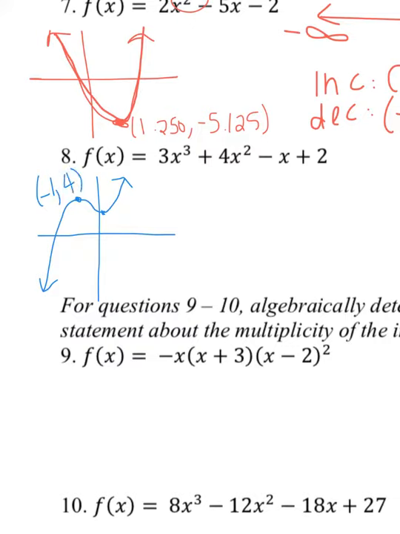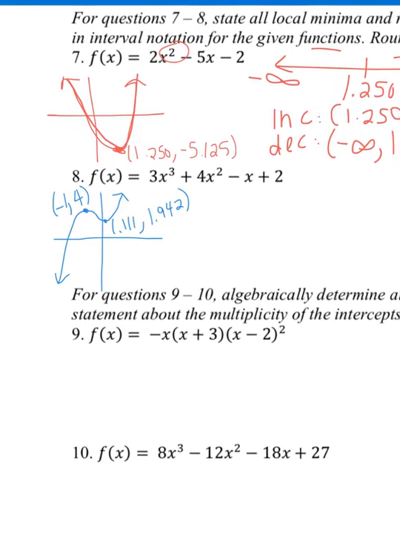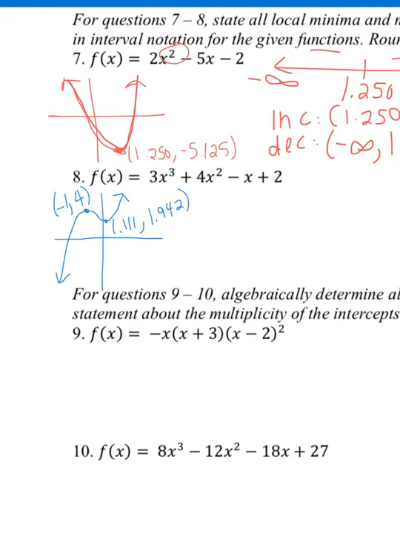And then for the min, second trace, number 3. So a little bit to the left, a little bit to the right. Guess, enter. That gives me 0.111, comma 1.942, and then the 3 tells me to stick with the 2 for the rounding part. So that's my max and my min. So now for the increasing and decreasing interval.